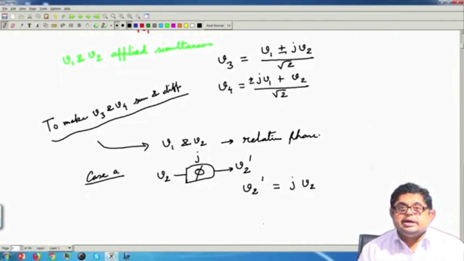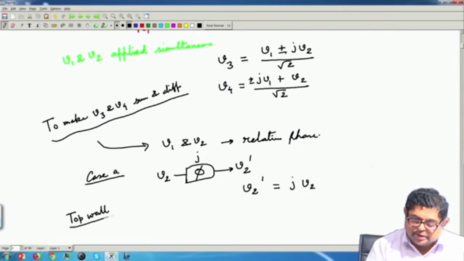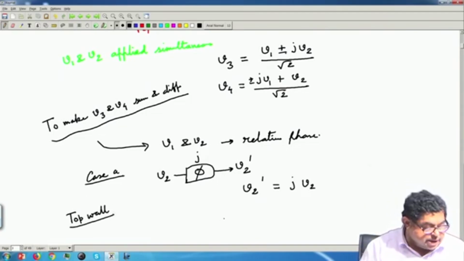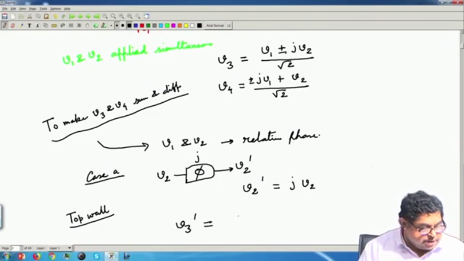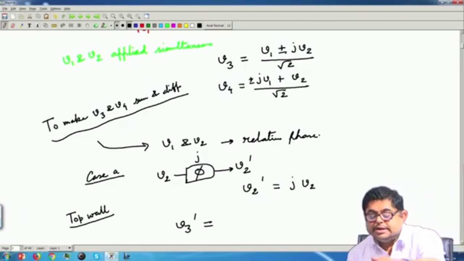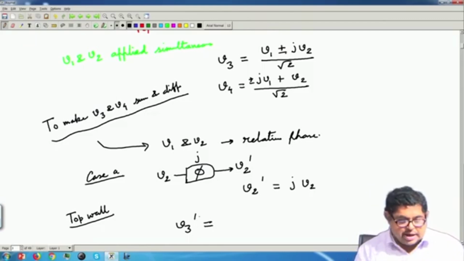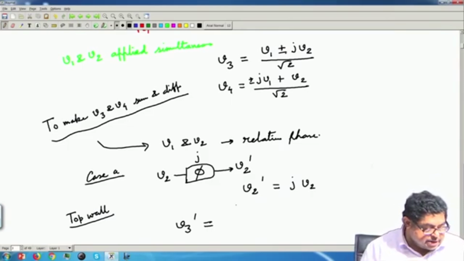And let us say that we are making a top wall coupler. So, now we are freezing the design. So, top wall, let us say, that means plus sign only I will have to take. So, now I can write in this case what will be V3 dashed. You see, I am writing V3 dashed to differentiate it from the case where V1 and V2 are in phase. Here there is a phase difference, that V2 is delayed by 90 degrees.